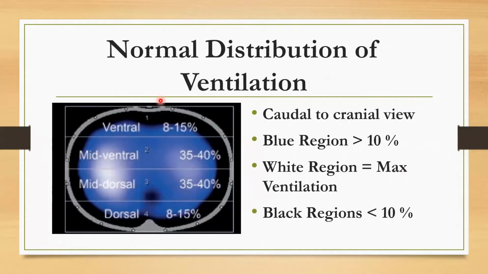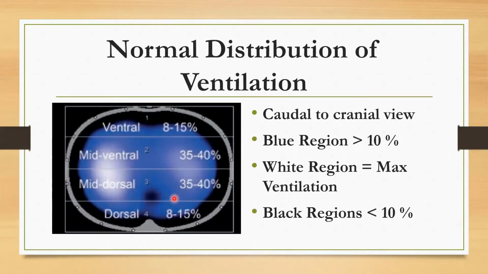So this would be another way. They call it ventral, mid-dorsal, and dorsal. You could call it anterior to posterior. So this would be the right side of the lung, and this would be the left side, just like a CT scan, the way you look at a CT scan.